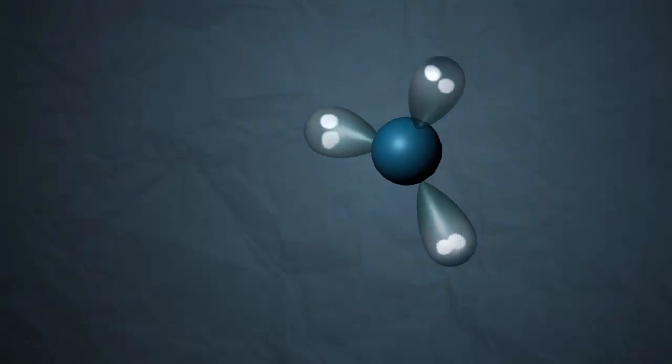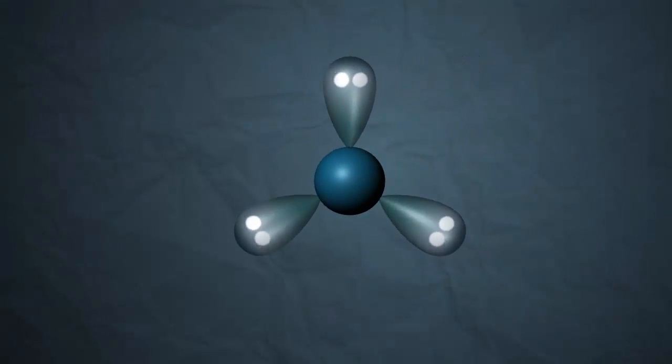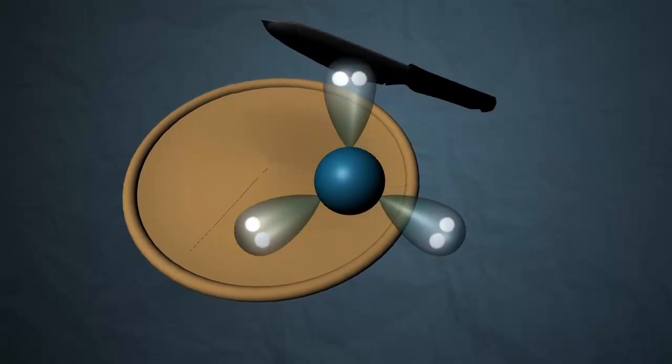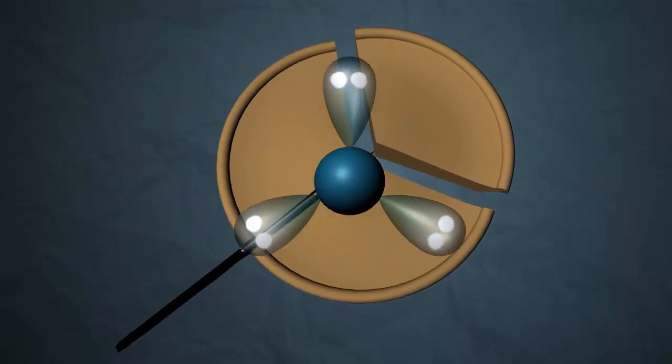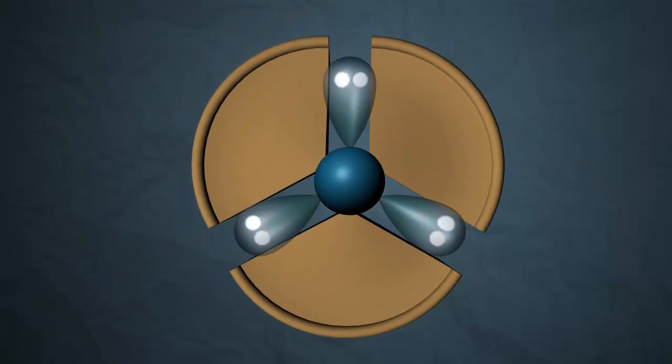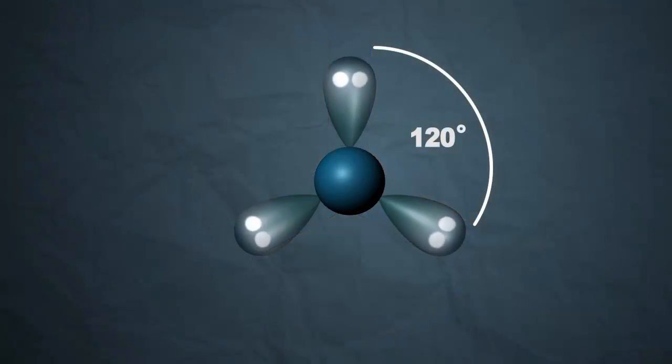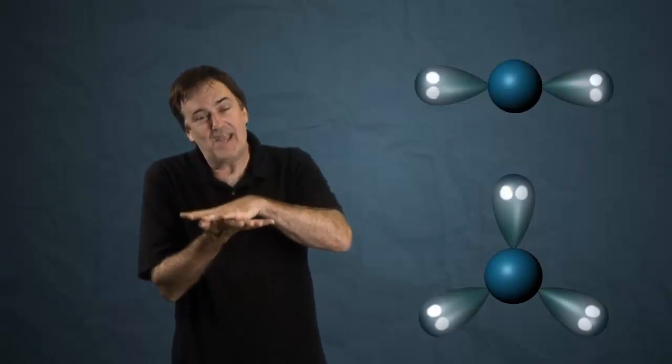Stepping up to the next one, three regions. You count the regions around the central atom, there's three. If three regions try to get away from each other, you basically get a nice kind of pie shape. It's like taking a pie and cutting it into perfect thirds. So you get a 120 degree angle all the way around for those three regions. Both of those shapes are still planar. They still look just fine on a sheet of paper.